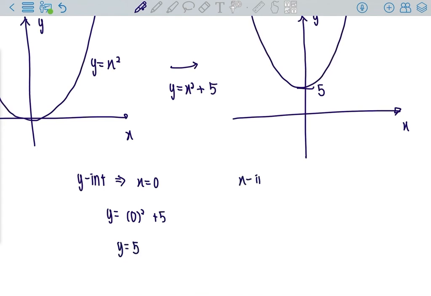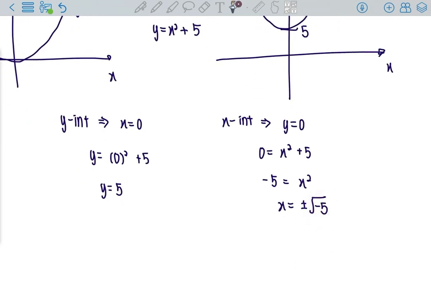As for the x-intercept, we find it by substituting y equals 0. So 0 equals x squared plus 5, negative 5 equals x squared. To solve for x, we need to square root negative 5, and we get plus or minus the square root of negative 5. This x has no real solution, because our answer will be imaginary. We cannot square root a negative number; when we do, we get imaginary roots. So no real solution means we won't have any x-intercept.